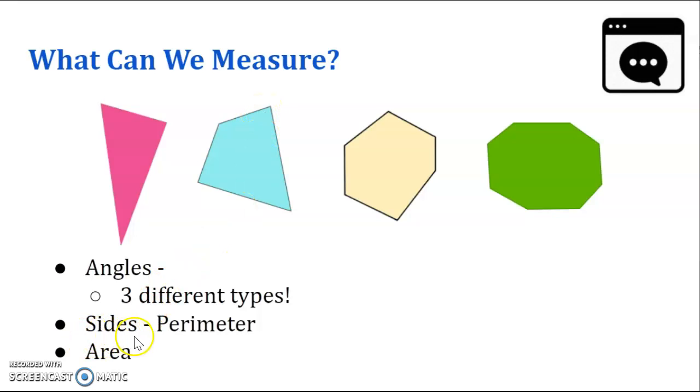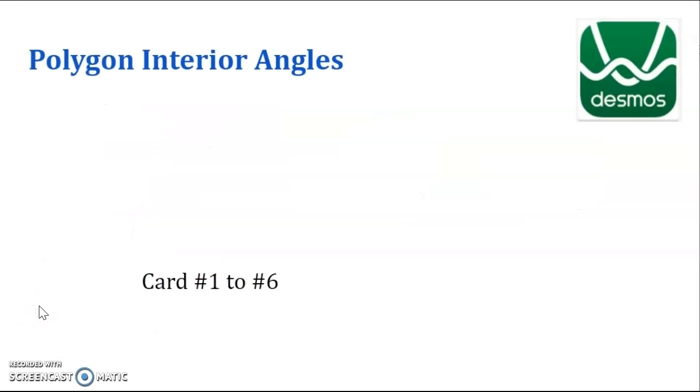We can also measure the sides of each polygon. We can measure this side and this side, or all the outside lengths, and therefore we can measure the perimeter. For some of the shapes, we're also going to be able to calculate the area. Different ways, but let's focus on angles for now. We're going to talk about polygon interior angles in particular. To do that, you're going to be exploring cards 1 to 6 of Desmos.